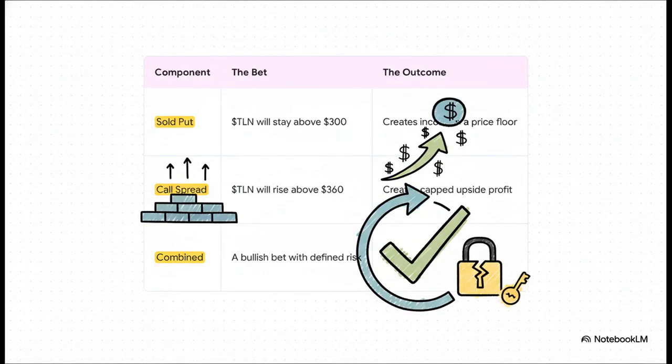The sold put creates that income and that price floor. The call spread aims for those profits on the way up. And when you combine them, you get a single, elegant strategy called a bull risk reversal. It's a bullish bet, for sure, but with very specific, very defined risk parameters. And just like that, our code is cracked.